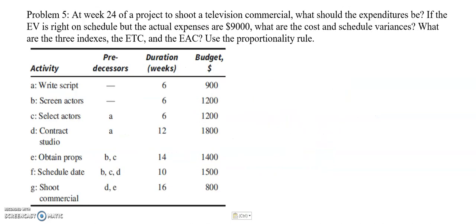At week 24 of a project to shoot a television commercial, what should the expenditures be if the earned value is right on schedule, but the actual expenses are $9,000? What are the cost and schedule variances, and what are the three indices? The estimate to complete and the estimate at completion. Use the proportionality rule. Well, this statement is for this data of the project.